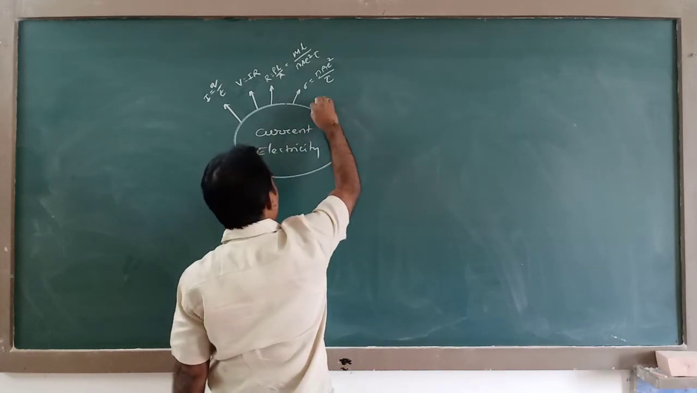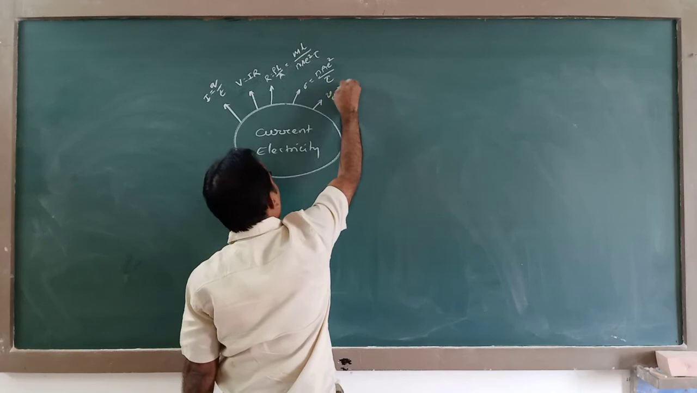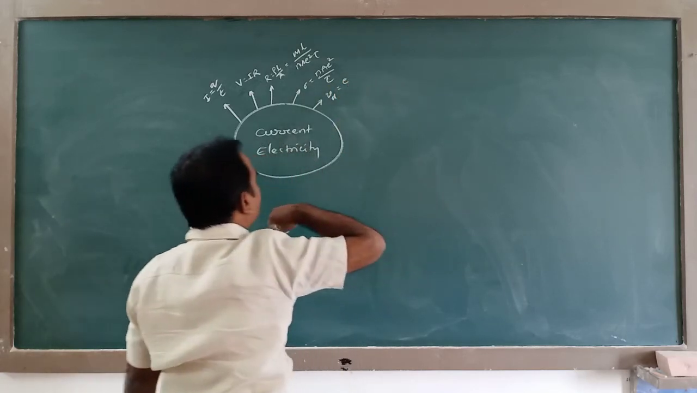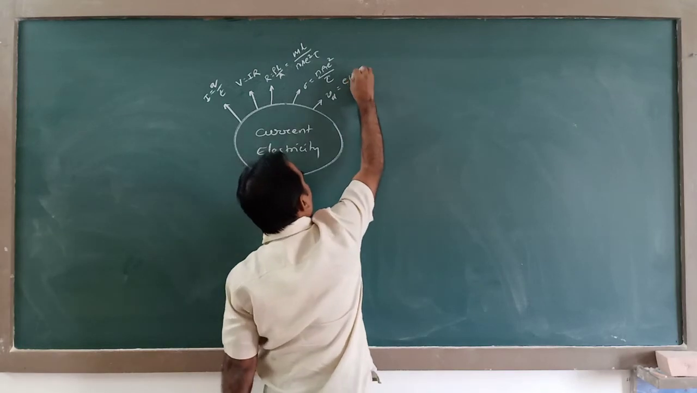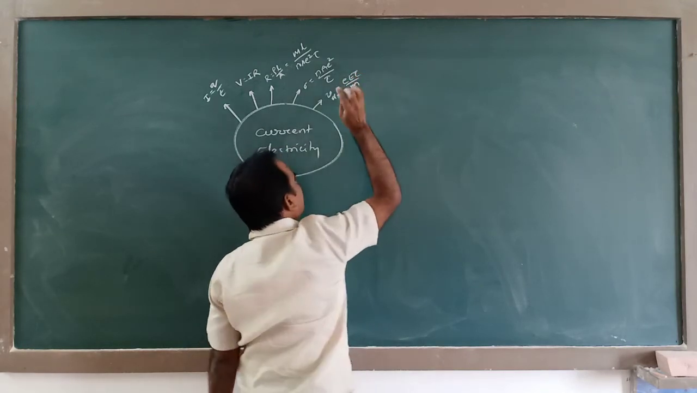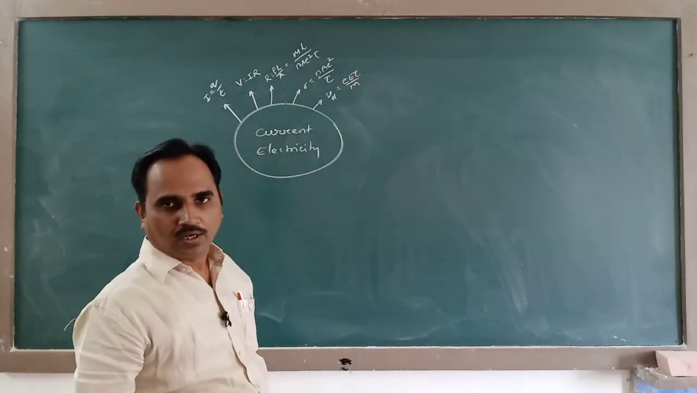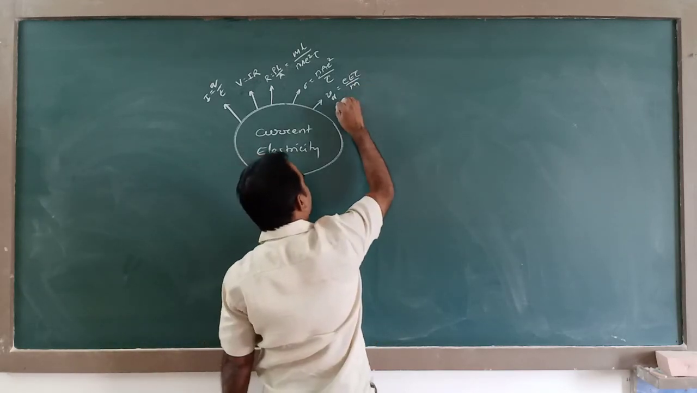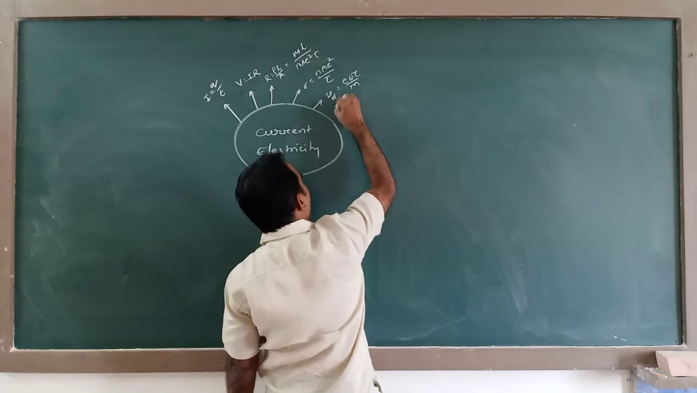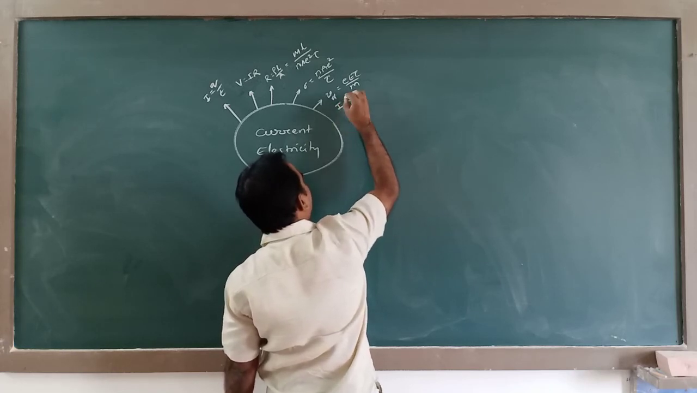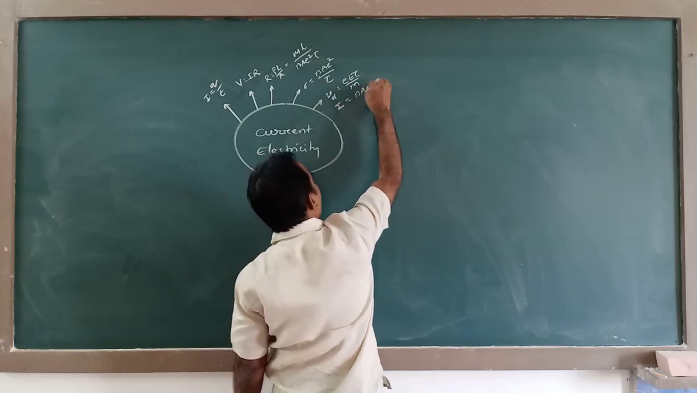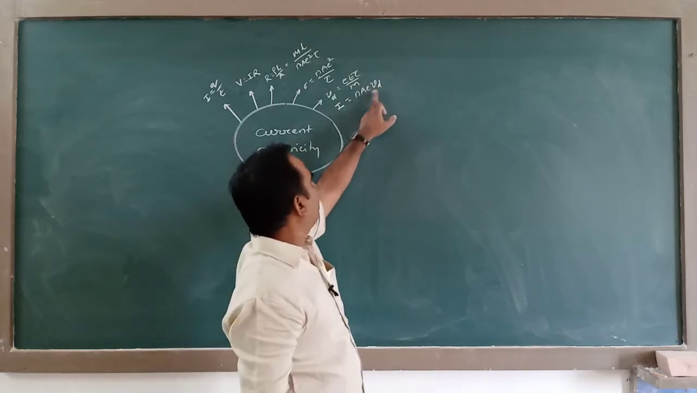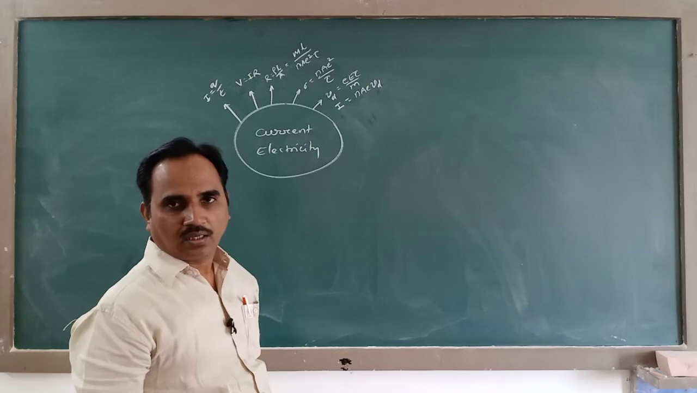And you derived the expression for drift velocity, e E tau by m. This is the expression for drift velocity. And in terms of electric current, the drift velocity and electric current are related as I equals N A e v d. This is the relation between drift velocity and electric current.